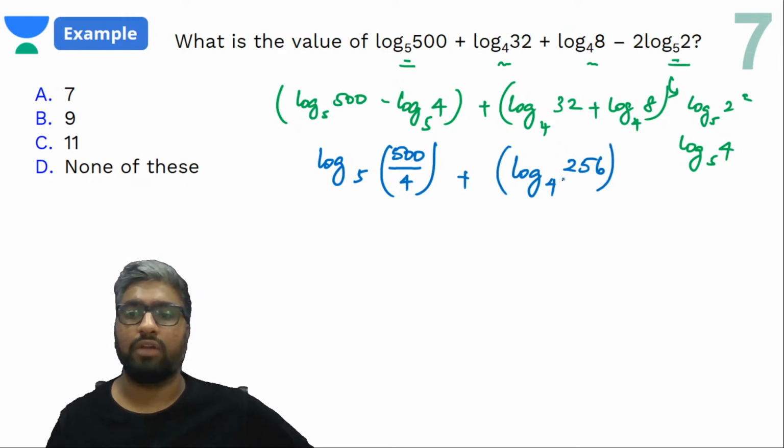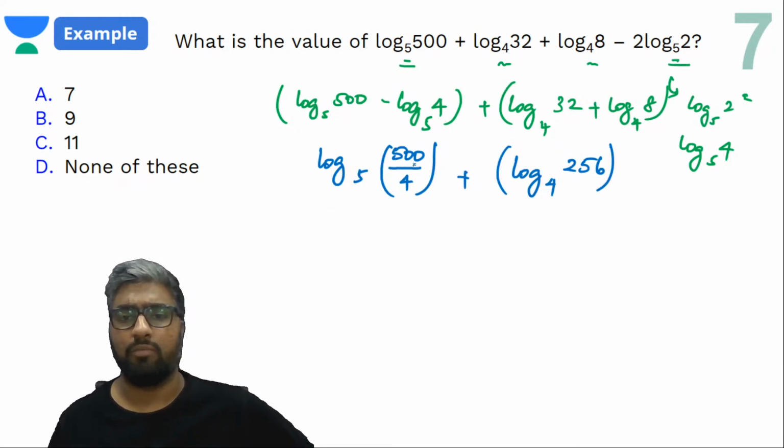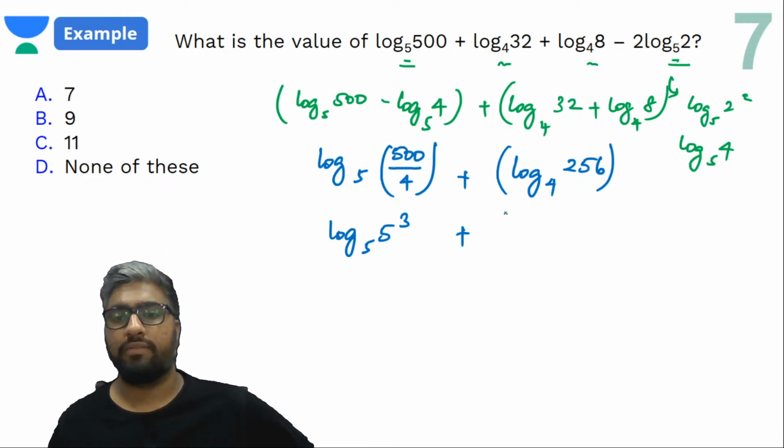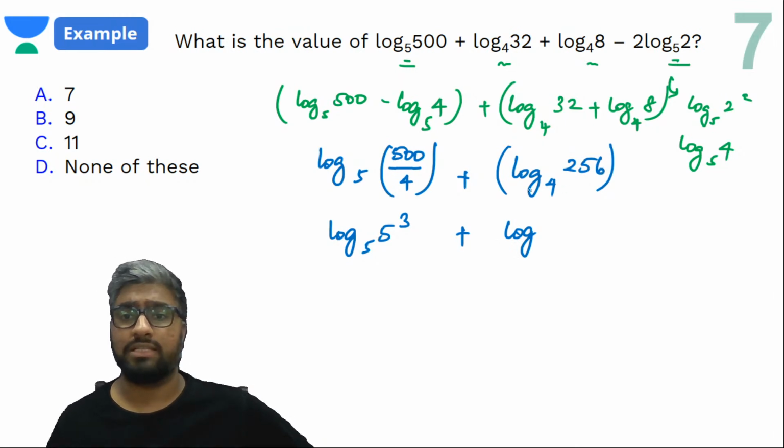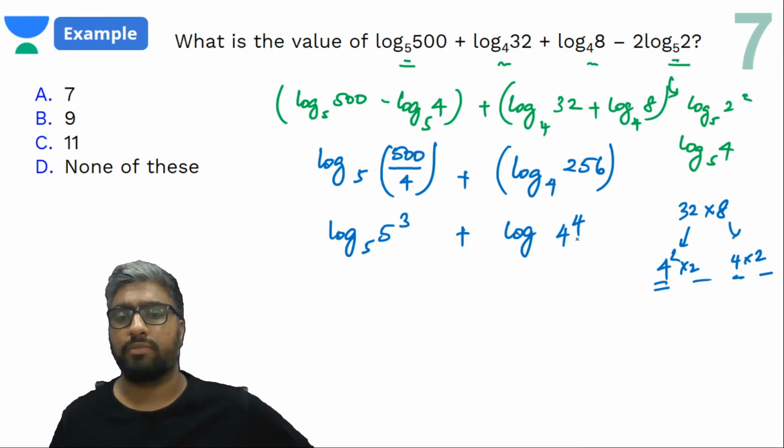What would you do? Keep this in base 4, and keep this in base 5, and you can reduce this. This will become what? 500 by 4 is 125. I can write 125 as 5 cube. Plus what do you have here? Log 4 raised to what power? 4 raised to what power would give us this? If you don't want to confuse yourself, it is 32 into 8. 32 is 4 square into 2. 8 is 4 into 2. So you have 2 fours and 2 fours, and then 4 fours. So 4 raised to the power 4.